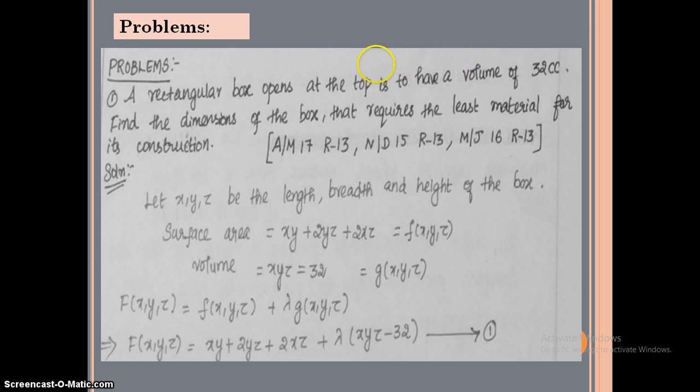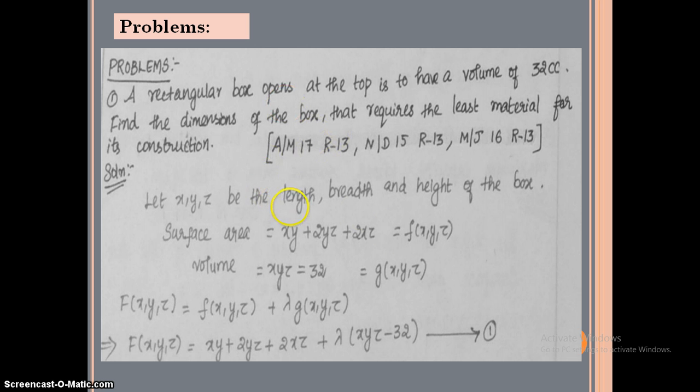First, the function is not given; instead they have given the volume of 32 cc for the rectangular box. So this is the general approach: let x comma y comma z be the length, breadth and height of the box. Then the surface area is given, and the volume xyz equal to 32 is the condition g of x comma y comma z. The function is based on the rectangular box open at the top. Open at the top means we can omit one face here. The box has 6 faces, so we omit one.